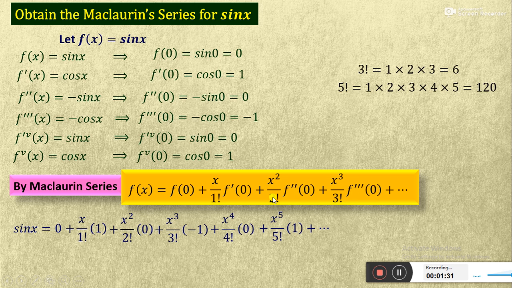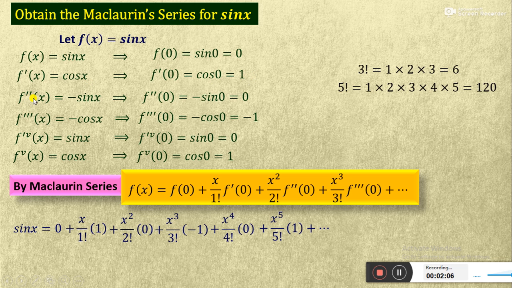Now we will find these. First I write the given function, f(x) = sin x. To find f(0), I substitute x = 0, so f(0) = sin 0, and sin 0 is 0. Next I calculate f'(x), which means I differentiate sin x. The derivative of sin x is cos x. Substituting x = 0, f'(0) = cos 0, and cos 0 is 1.